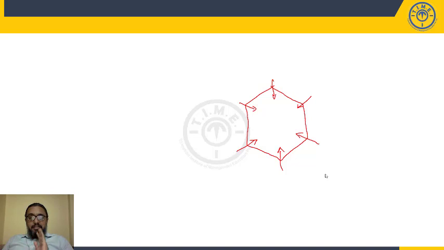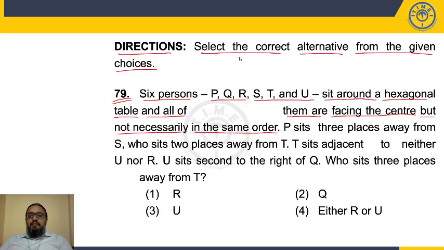So you cannot pick some people on the side and some people on the corner. No. So you have to pick all of them on a side or all of them on a corner. And I have picked all of them on a corner. And since they are facing towards the center, clockwise is the left of a person and anti-clockwise is the right of a person. Okay. Now, P sits 3 places away from S.